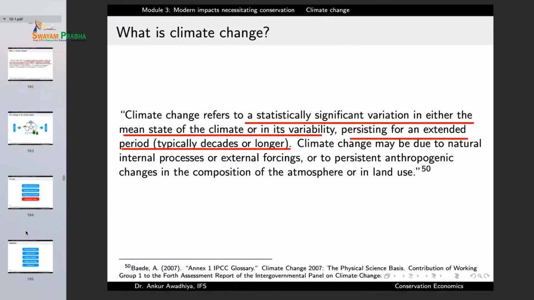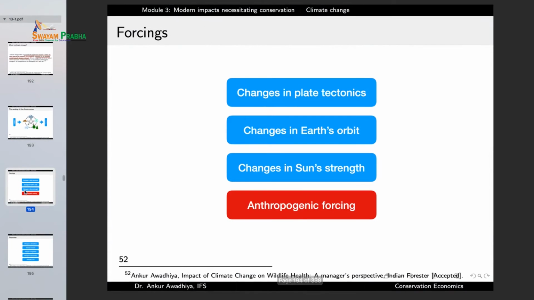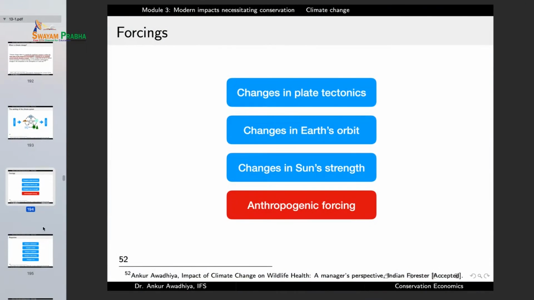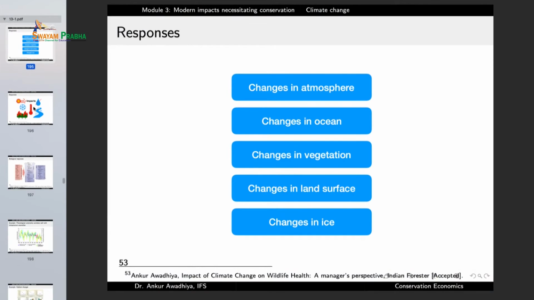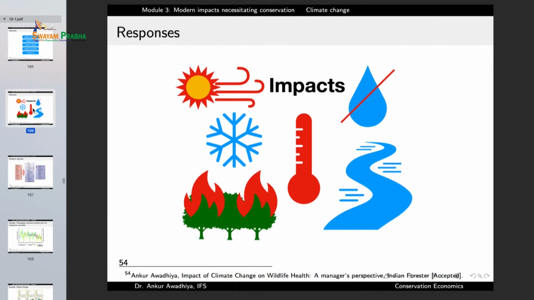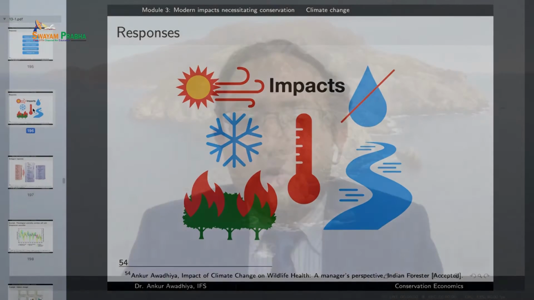Now, in this context, we looked at different forcings. Forcings could include changes in plate tectonics, changes in Earth's orbit, changes in the sun's strength, or anthropogenic forcing, which is the man made forcing. And these days, this is the most important forcing. Because of these forcings, we can have changes in any of the five components. This may show itself in the form of heat waves, extreme climates, droughts, floods, forest fires, and so on.